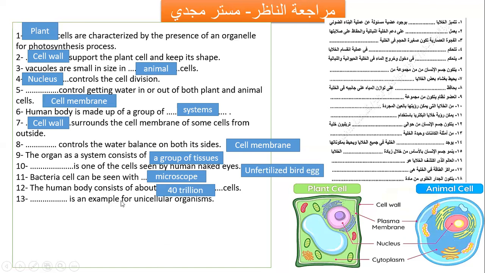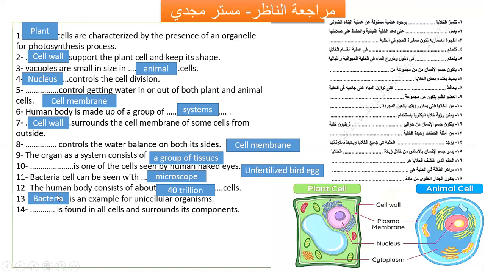13 is an example for unicellular organisms. This question is marked as very important. 13 is coming in the exam. Example of unicellular. Unicellular means having only one cell. The body has only one cell, or this organism contains only one cell. So yes, bacteria, excellent. Bacteria is an example of a unicellular organism.